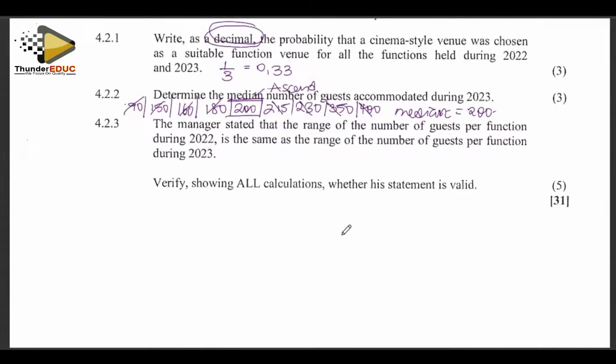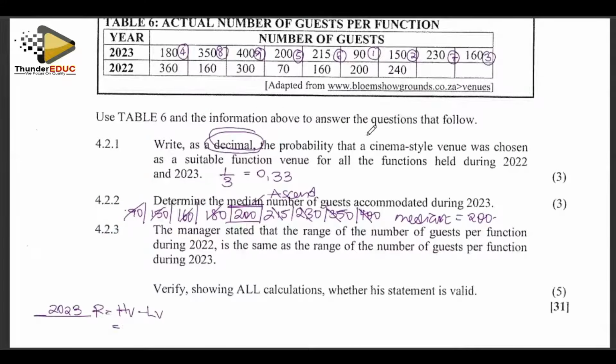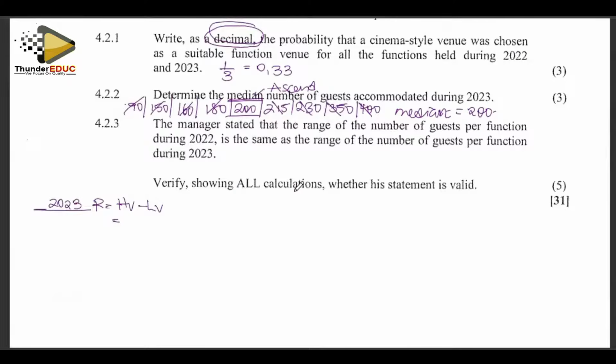So we are dealing with the ranges. So we can start with either way. So we can start with 2023. But what you have to keep in your mind is that range equals the highest value minus the lowest value. So in 2023, what was the highest value? From looking at it, it was 400. The lowest value was 90, which gives you 310.